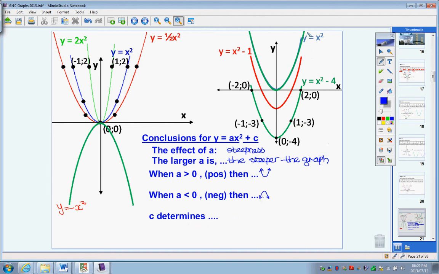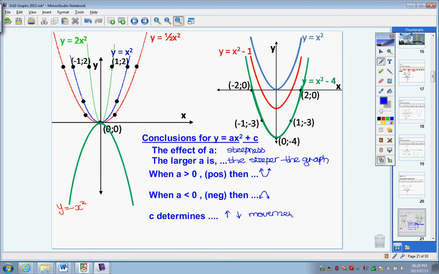And c determines what? Here we've got x squared, then we've got x squared minus 1, and lastly x squared minus 4. What does c tell us? c determines how much the graph moves up or down. So it's upward or downward movement.